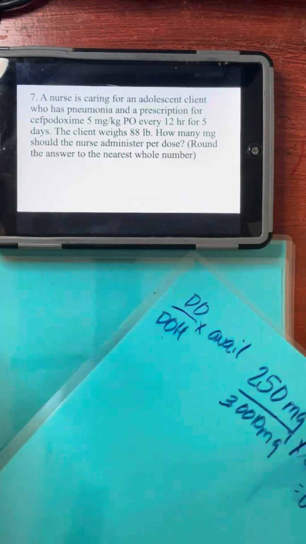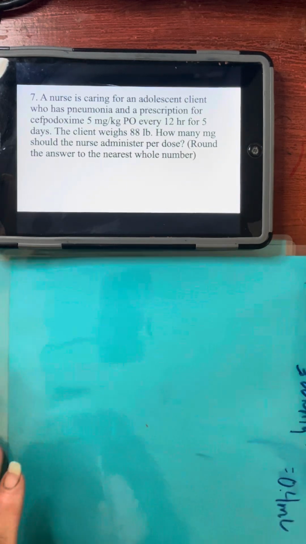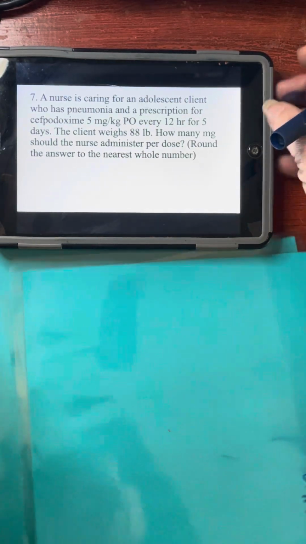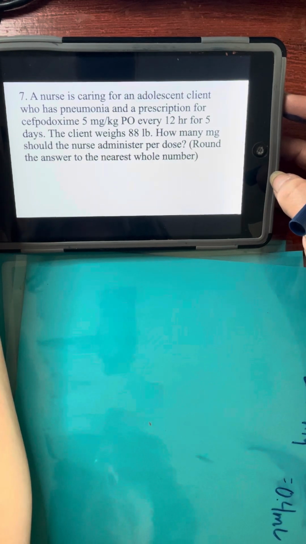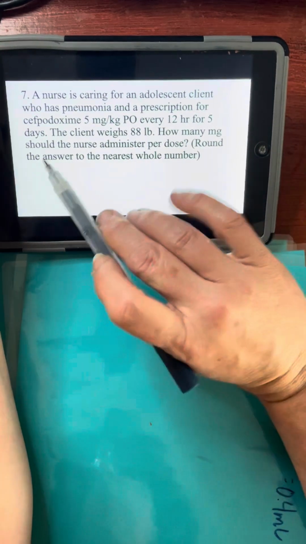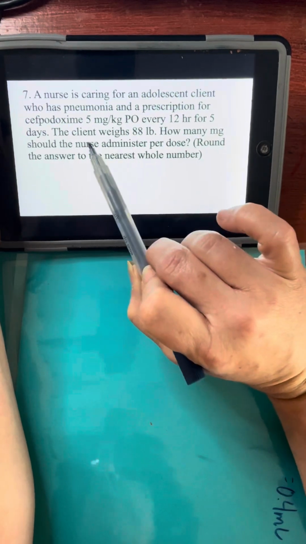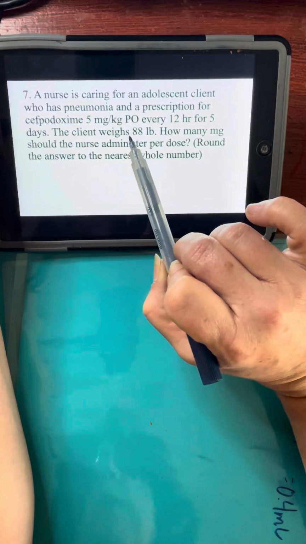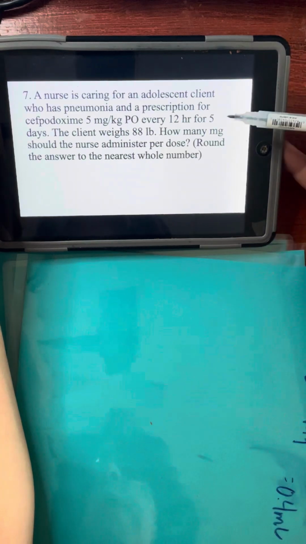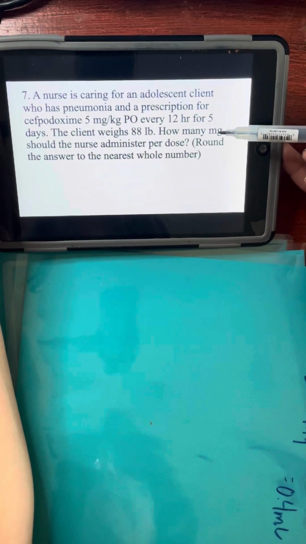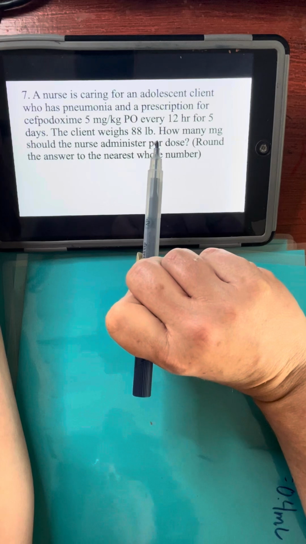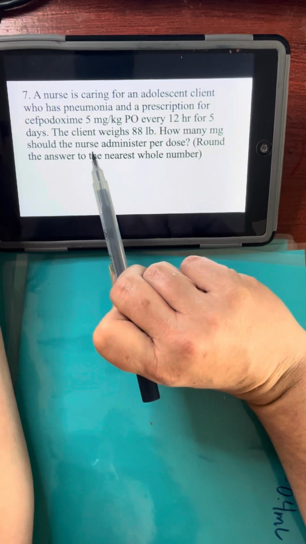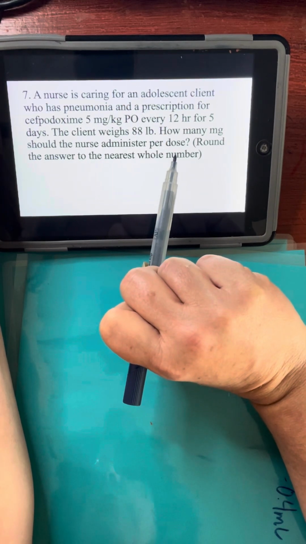Okay, look at this one. A nurse is caring for an adolescent client who has pneumonia and a prescription for that medicine right there. We're not here to pronounce words. We're here to do math. That medicine, 5 milligrams per kilogram PO every 12 hours for 5 days. The client weighs 88 pounds. How many milligrams should the nurse administer per dose?